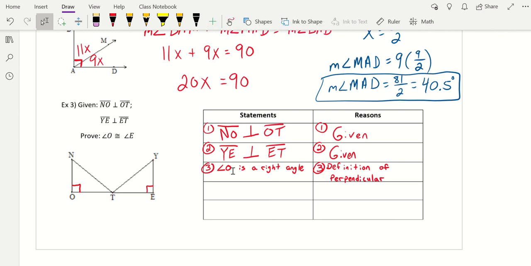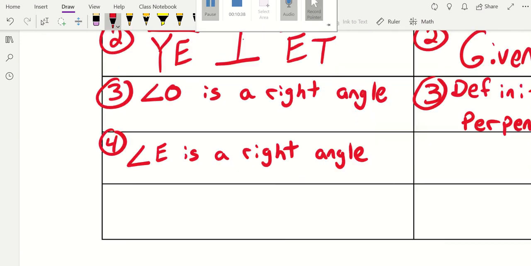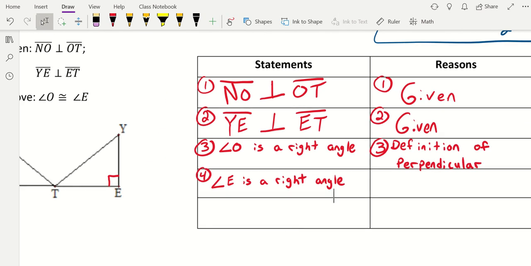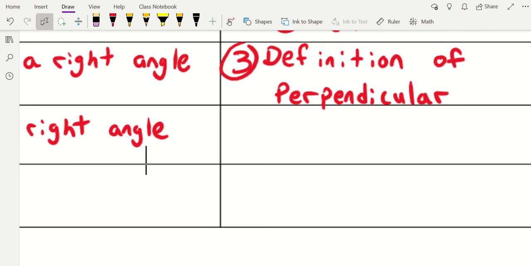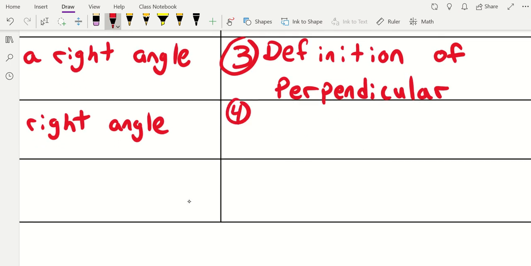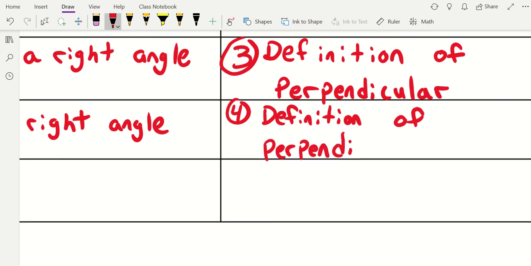Well, if statement 3 was angle O is a right angle, statement 4 is going to be angle E is a right angle. So that looks like this. Angle E is a right angle. How did we know angle E was a right angle? Look at the previous statement and the previous reason. It's the same thing. If YE is perpendicular to ET, by the definition of perpendicular, angle E has to be a right angle. So our fourth reason is going to be the same thing we had in 4, definition of perpendicular.